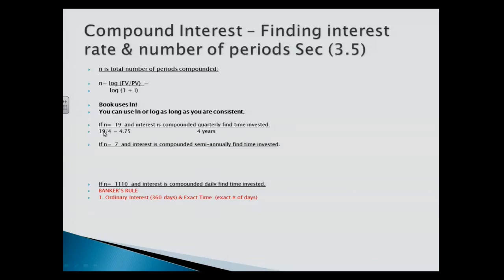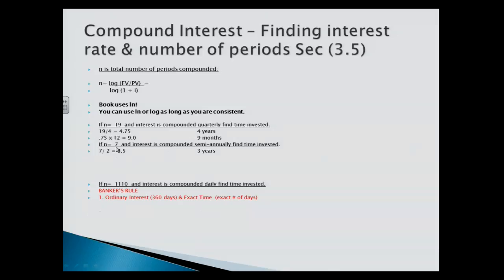You take 19, and since it's quarterly, you divide it by 4, and you get 4.75. This is 4.75 years. You pull out the whole number 4 for 4 years, and then you take 0.75 and multiply it by 12 months, and it comes out to an even 9. So this answer would be 4 years and 9 months exactly.